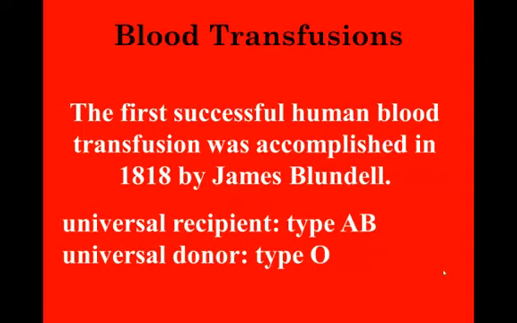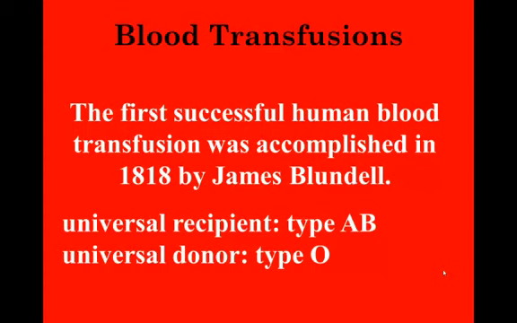Now, the first successful human blood transfusion was accomplished in 1818. Now, think about that. Way before they knew about blood types. By James, how do you say that? Blundell? You don't need to know that fact, but that was the first successful one. They had a lot of unsuccessful ones, and a lot after that unsuccessful because they didn't know about the antigens in the lining of the red blood cells. So this guy, pretty lucky.